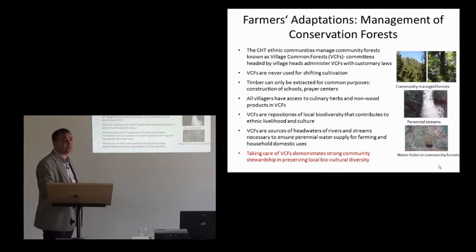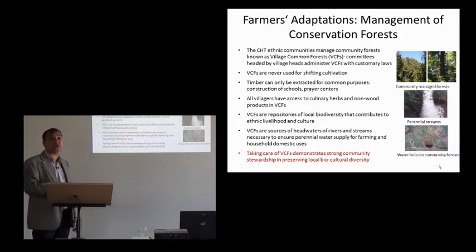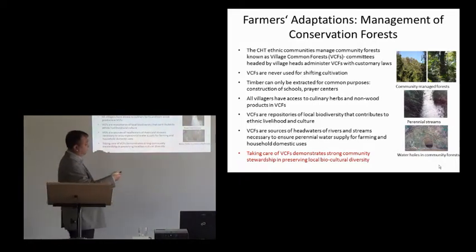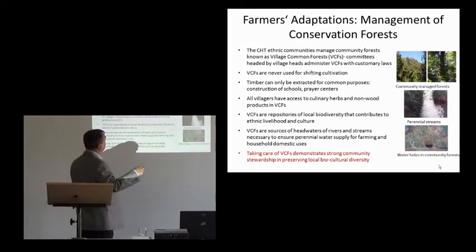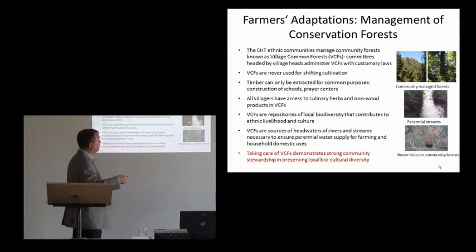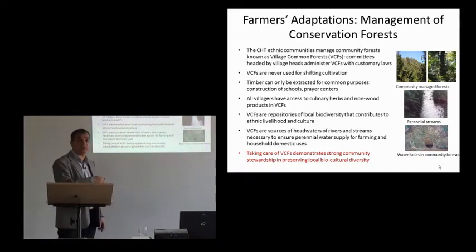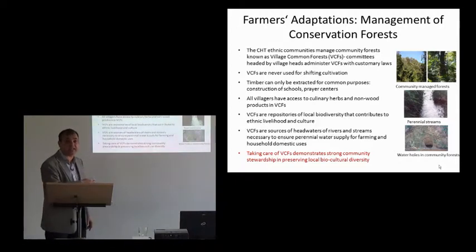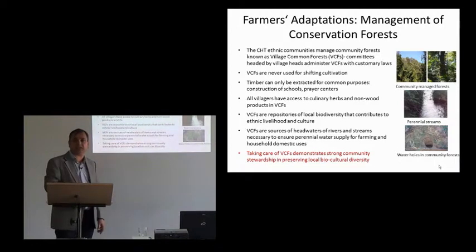And conservation forests, this is very important. Farmers not only do home gardening, agroforestry, etc., but they also manage forests by themselves. They have committees, headed by the village heads. So you can see the diversity of species here, the old growth trees and the perennial streams, because if you don't maintain forest, you won't get perennial streams. These days, water scarcity is an acute problem in Chittagong hill tracts because of deforestation.